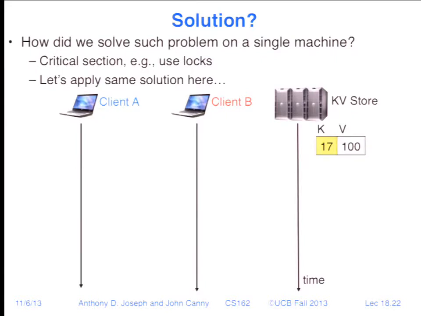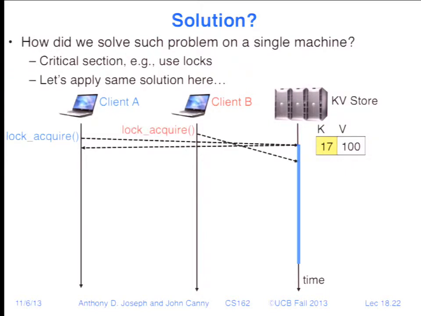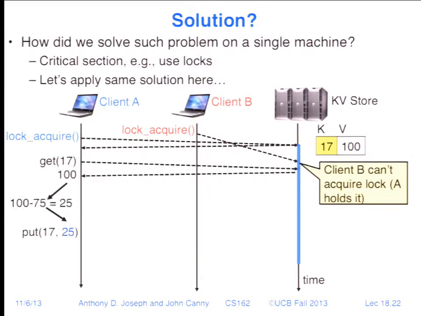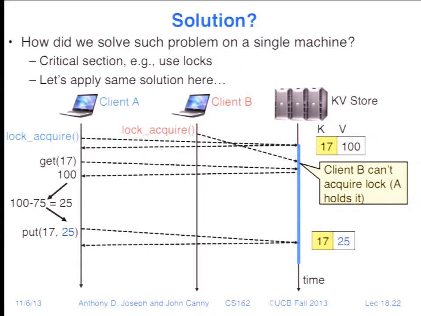The simplest solution is to use a lock, to acquire a lock from a lock manager. So first of all, we grab, in this case, a write lock. It's going to last this long. We'll see in a minute. Client B is going to try to acquire a write lock as well, but they'll be rejected the first time. Client A is going to grab the value of the key value store, get it back, do their update, and then finally put their value into the store.